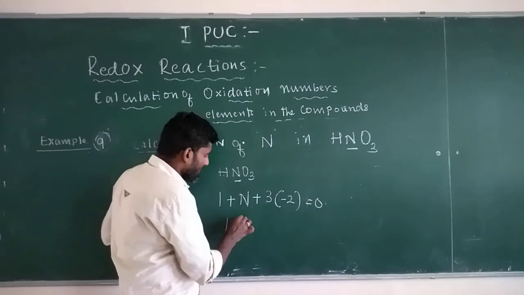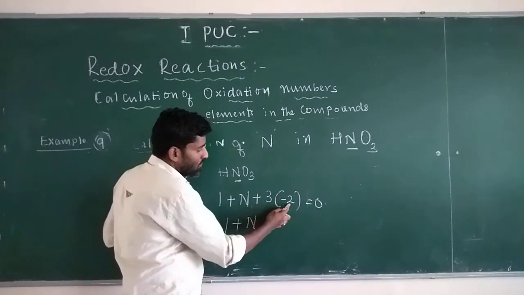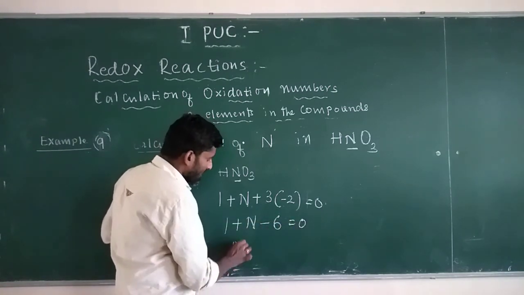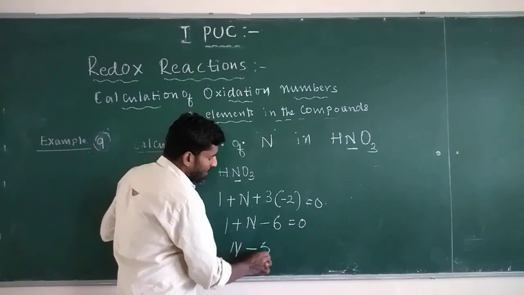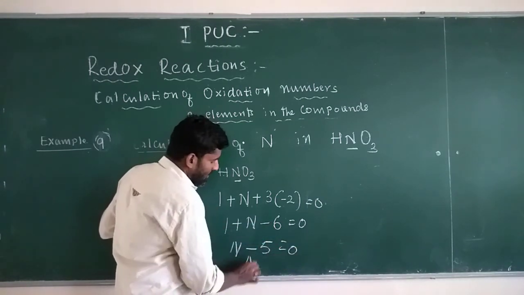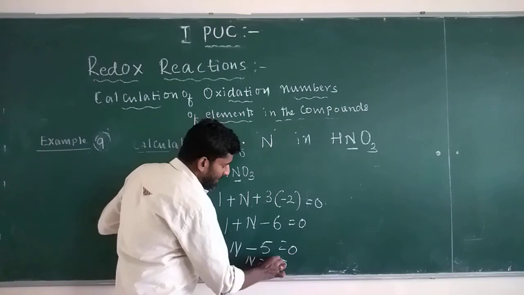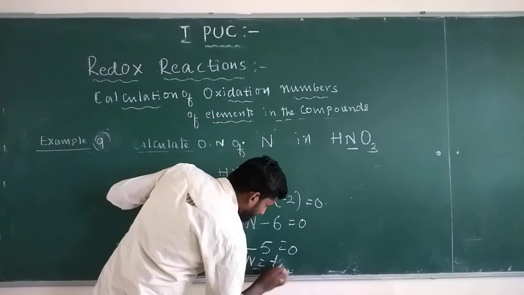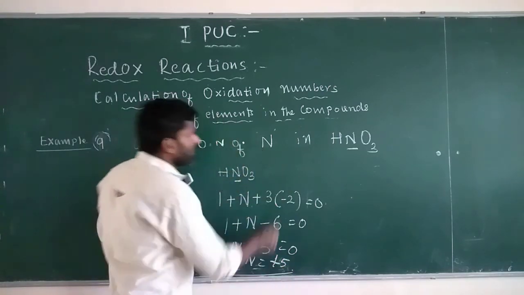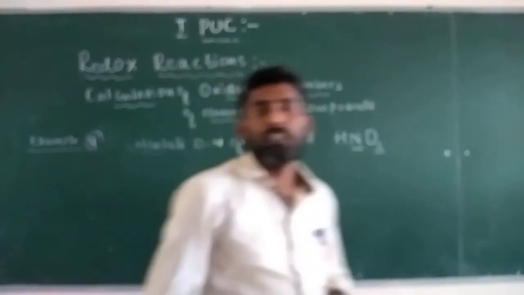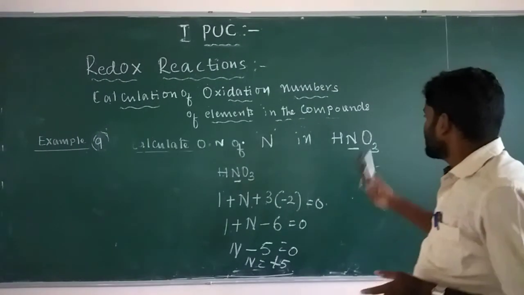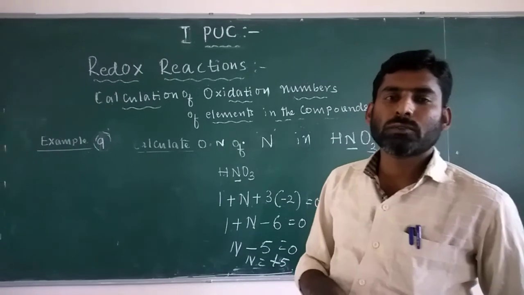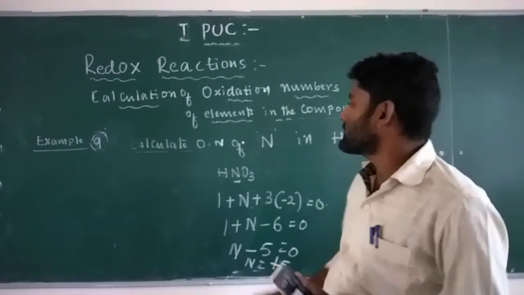So 1 plus N, 3 into minus 2 means minus 6, equal to 0. N, 1 minus 6 means minus 5, equal to 0, so N is equal to plus 5. So plus 5 is the oxidation state of nitrogen in HNO3. Plus 5 is the oxidation number of nitrogen in HNO3, nitric acid.